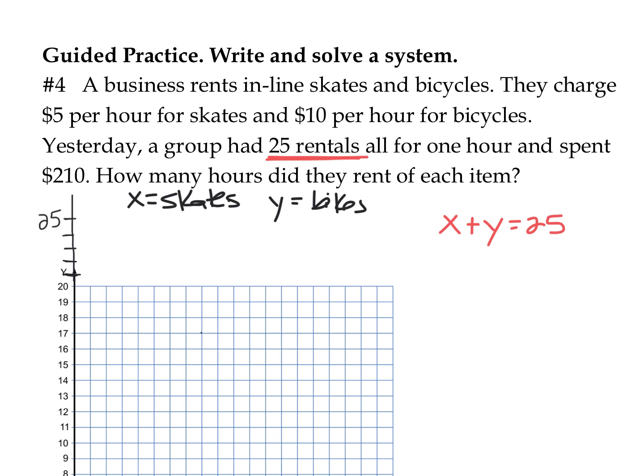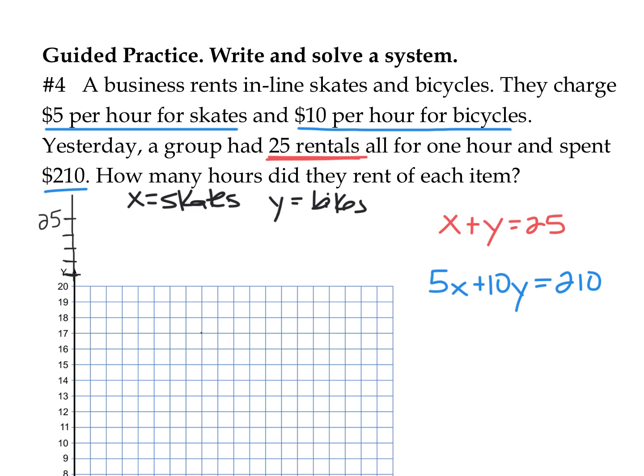Another equation from the situation is based on the amount of money. $5 per hour for skates, $10 per hour for bicycles, and spending $210. So that means if it's $5 for every skate rental plus $10 for every bike rental, it's going to equal $210. So now we're going to want to solve this system of equations. We've written a system of equations in two variables. They both have x and y, two different equations from this same situation. We're going to solve and find the one x and y that solves both of those equations.